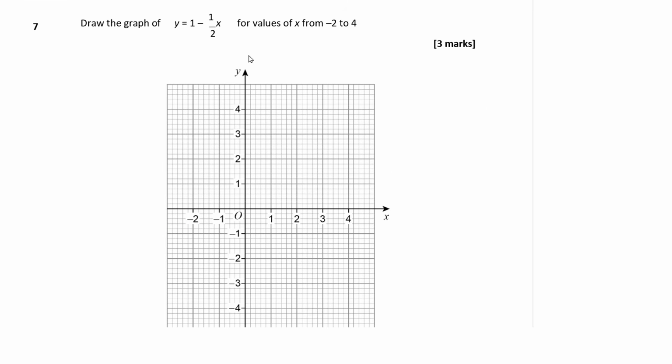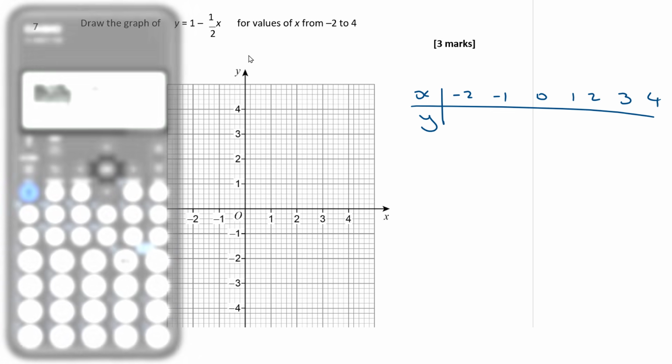Question 7, draw the graph of y equals 1 minus a half x for the values of x from -2 to 4. Okay, so I'm just going to do this using the table function of my calculator. First off, I'm going to just draw an xy grid, so I've got my points. So I'm going to do the numbers -2, -1, 0, 1, 2, 3, 4. I'm going to work them out, plonk them on, and the job's a good one.